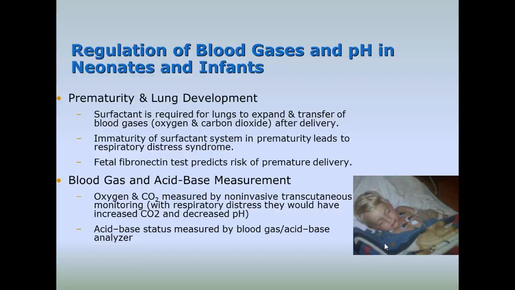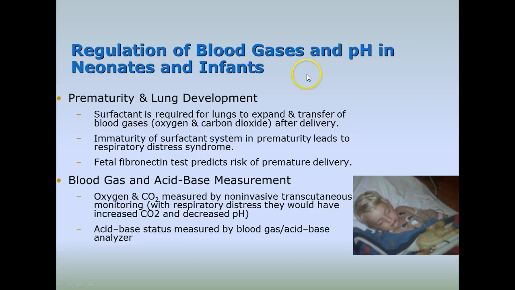So, prematurity and lung development: when babies are born, there's a surfactant in the lungs, hopefully, if they're mature enough, which allows blood gases to exchange after delivery. If they don't have that surfactant, the lungs kind of stick together, and it makes it very difficult for the lungs to breathe. If they know a mom is going into labor and they're trying to stop it, sometimes they can give her a shot of surfactant to increase that in the baby's lungs, so when they're born they have a better chance of being able to breathe.